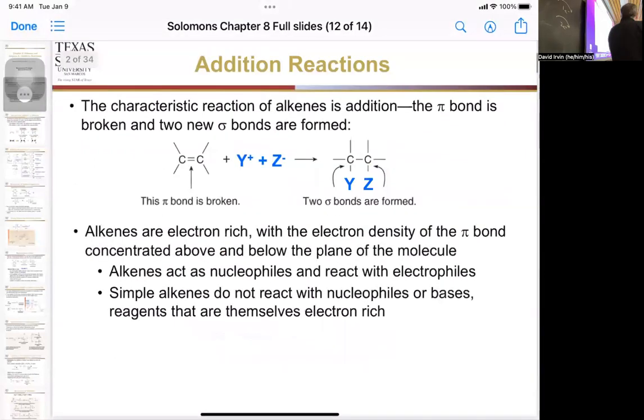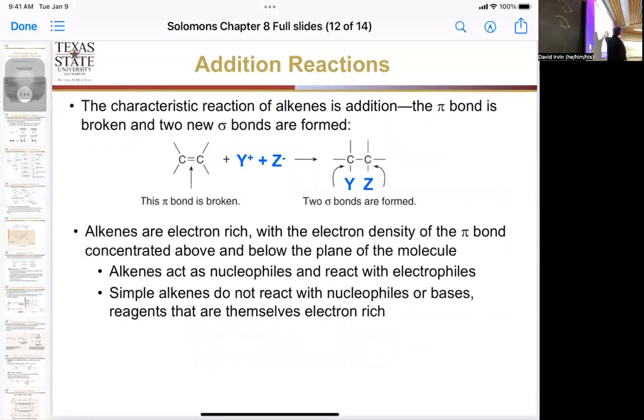Okay, so the general form of an addition reaction is we have something that has a pi bond, and there's going to be something that's partially positive or positive, and something that's partially negative or negative, and they're going to add selectively across our double bond. So that's what we're looking for here.